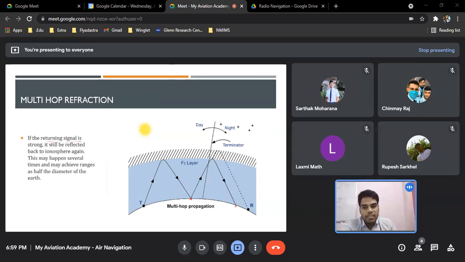If the returning signal is strong, it will be reflected back to the ionosphere again. This may happen several times and may achieve ranges of half the diameter of the Earth. Now imagine how much that is. This is known as multi-hop refraction.